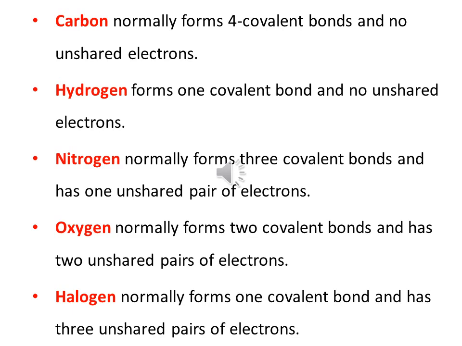So carbon makes four bonds, hydrogen makes one covalent bond, and nitrogen may make three or four covalent bonds. In the case it is making four covalent bonds, it gets one positive charge on nitrogen. Oxygen normally forms two covalent bonds and has two unshared pairs of electrons. However, oxygen has the tendency to make three covalent bonds. In the case it makes three covalent bonds, it gets one positive charge on oxygen. Halogens form one covalent bond and have three unshared pairs of electrons, and hence they can make two covalent bonds. And in the case the halogen makes two covalent bonds, the halogen atom gets one positive charge on it.